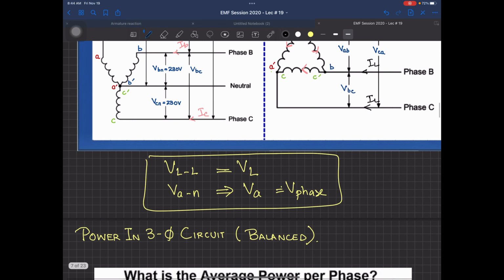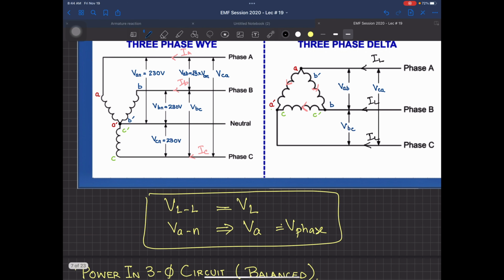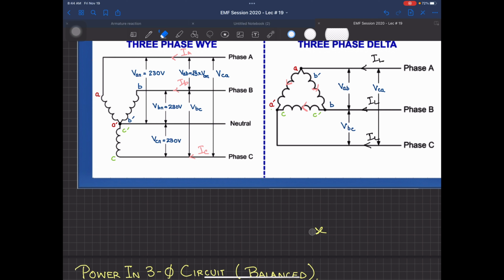So what I mean by this, let me just rub this out and I can write down the equation now. For Y connection, your line to line voltage is equal to under root 3 times your phase voltage, and your line current is equal to the same phase current.